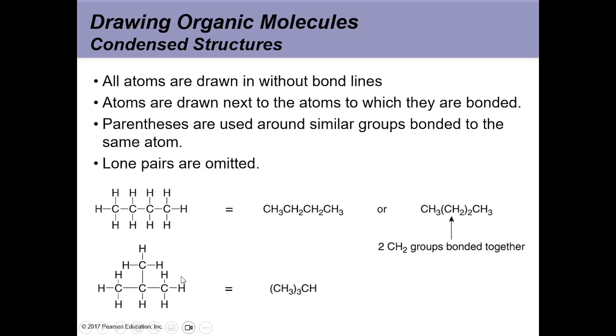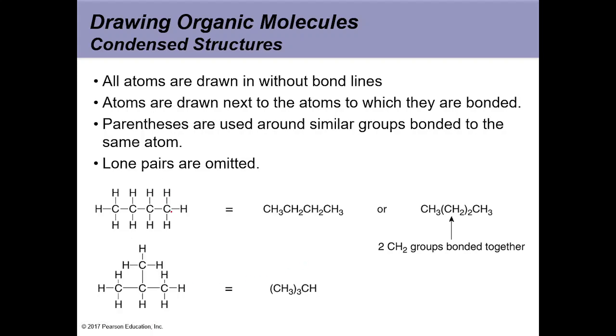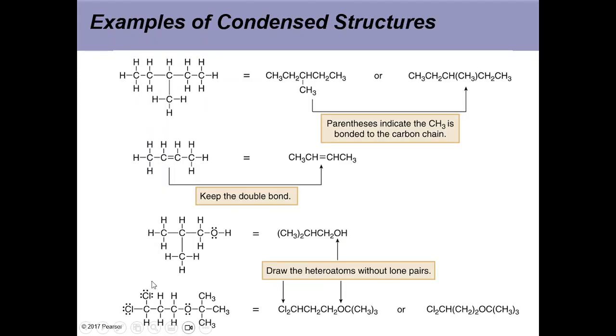So in the condensed structure, you can see there's a CH3, parenthesis 3, next to a CH. Now this CH, let me highlight this. This CH is basically the CH here. Let's look at a few more examples of a condensed structure.